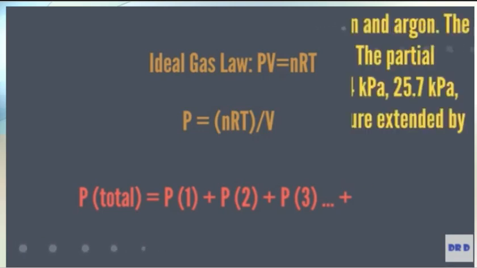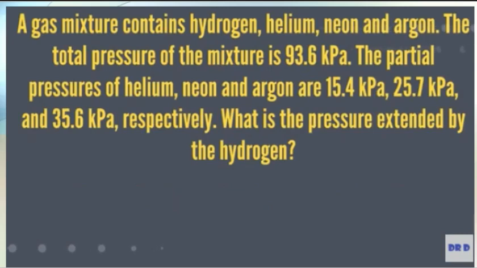Let's do a sample question here. A gas mixture contains hydrogen, helium, neon, and argon. The total pressure of the mixture is 93.6 kilopascals. The partial pressures of helium, neon, and argon are 15.4 kilopascals, 24.7 kPa, and 35.6 kPa respectively. What is the pressure exerted by hydrogen?